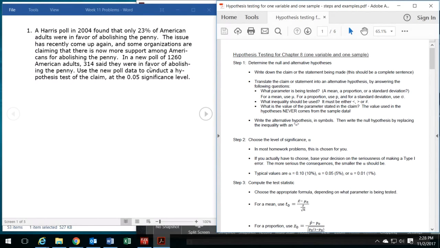So the consequences of that, you have to think a little bit creatively with these things. The consequences might be if we thought there were more than 23%, or if the support was going up for abolishing the penny, that might encourage people to start actually trying to get the penny abolished. Or it might have some effects on financial institutions. So it's kind of a subjective thing as how serious you think that would be. But a 0.05 significance level is kind of a standard one. So that one's perfectly fine. That's kind of between being not very serious and being very serious.